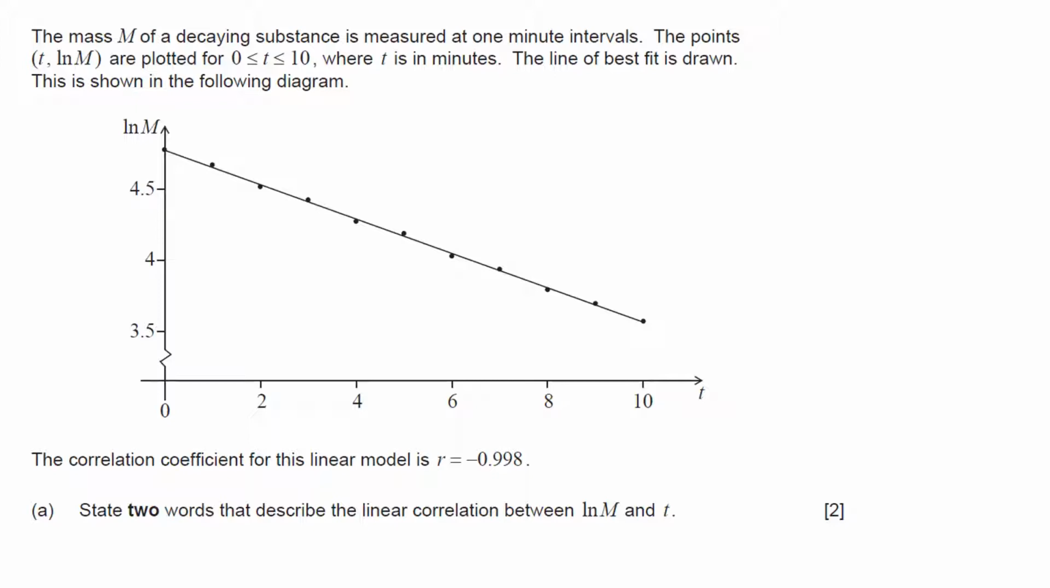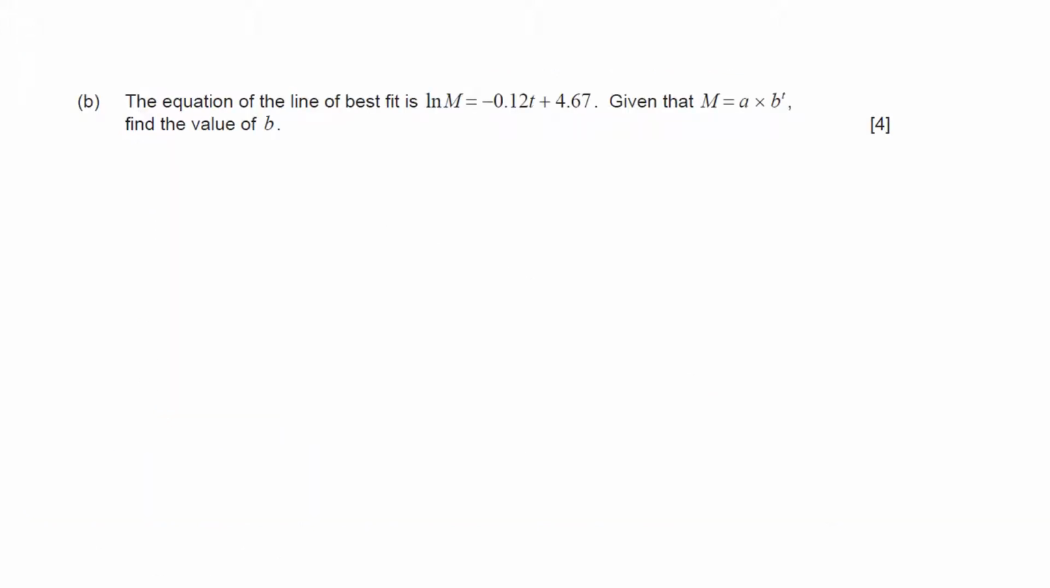So this doesn't look like much of a logarithmic question at all. It's just asking us about correlation, so it's a statistics question. So all we've got to do is say, how close are these dots to the line and what direction is it going in? So our answer would be that it's a strong correlation and it's negative. And part B says, the equation of the line of best fit is ln m is equal to negative 0.12t plus 4.67. Given that m is equal to a times b to the t, find the value of b. Now this is the log part.